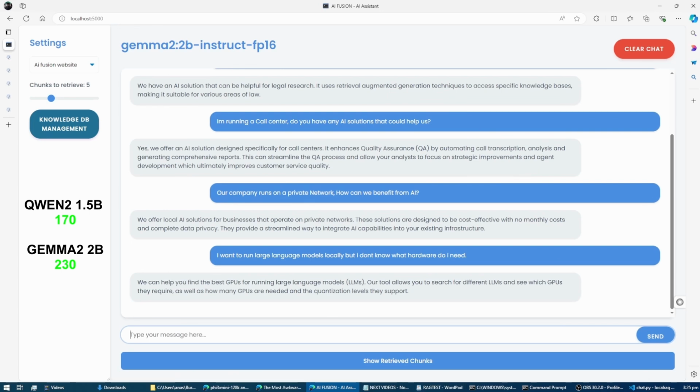Gemma 2, on the other hand, gives the correct answer, talking about the tool we provide that helps users choose hardware for different LLM and quantization levels. So, full points for Gemma 2.